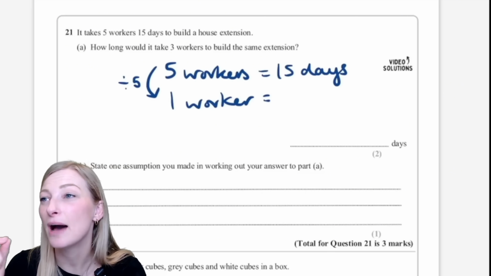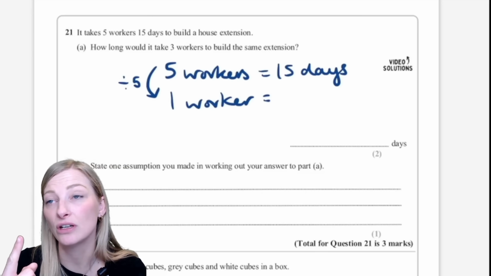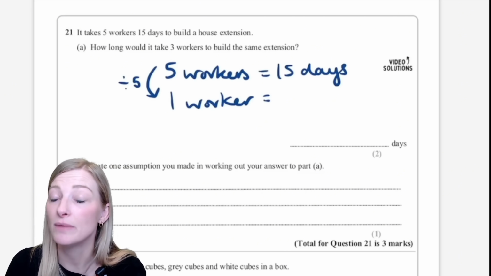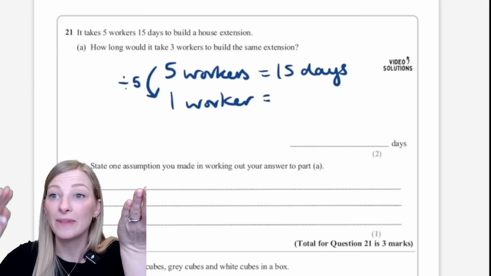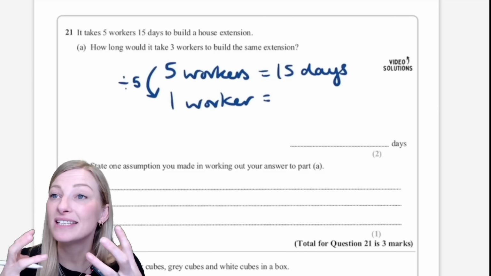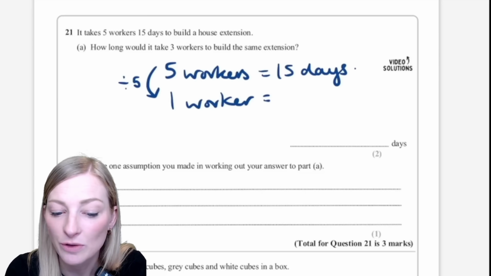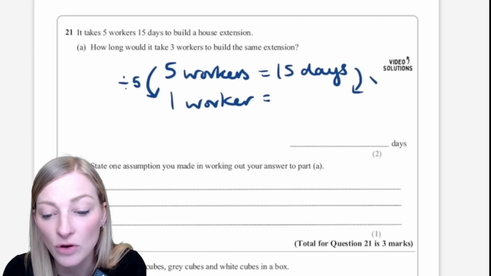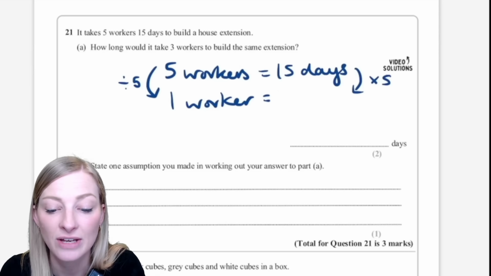However, think about what this means. If I've only got 1 person building the extension, it's not going to take less time, it's going to take more time. So as you've got more workers, it would take less time. And if you've got less workers, it would take more time. So this is an example of inverse proportion. As one goes up, the other one goes down. So if we've divided the number of workers by 5, we're going to multiply the number of days by 5. 15 times 5 is 75.